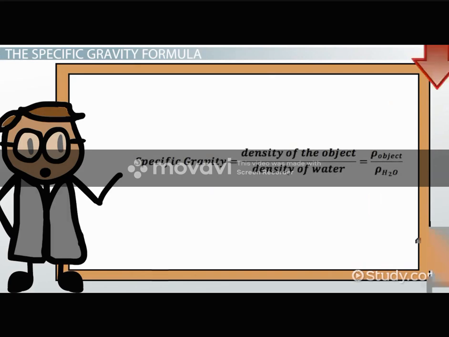The density is directly related to the mass of the object, which is usually measured in grams, but can also be measured in kilograms or pounds. So, the specific gravity can also be determined by dividing the mass of the object by the mass of the water. The mass itself is directly related to the weight of an object.